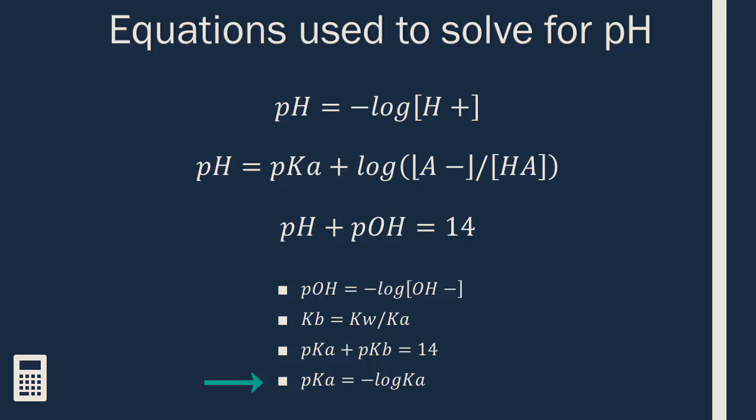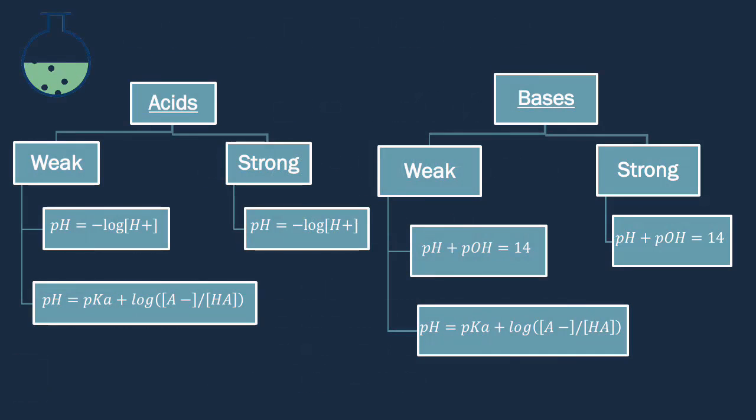In this slide, you can visually see what equations you can use for acids or bases that are weak or strong. For weak and strong acids, you can use pH equals negative log of H+. For weak acids, you can also use the Henderson-Hasselbalch equation. For weak and strong bases, you can use the equation pH plus pOH equals 14. But for weak bases, you can also use the Henderson-Hasselbalch equation.